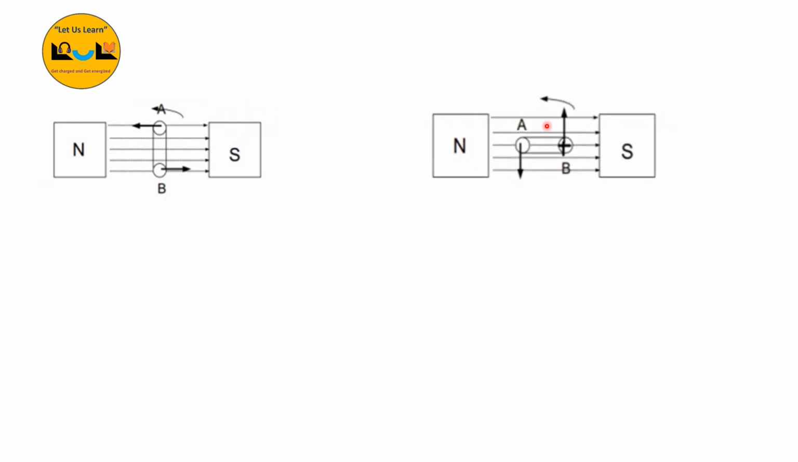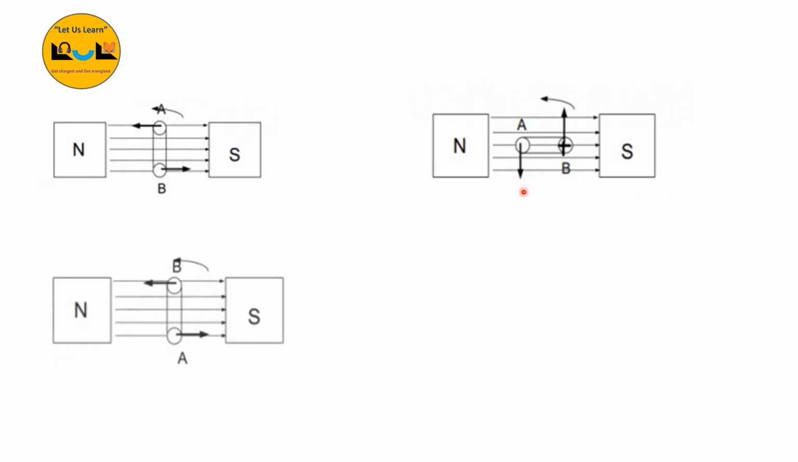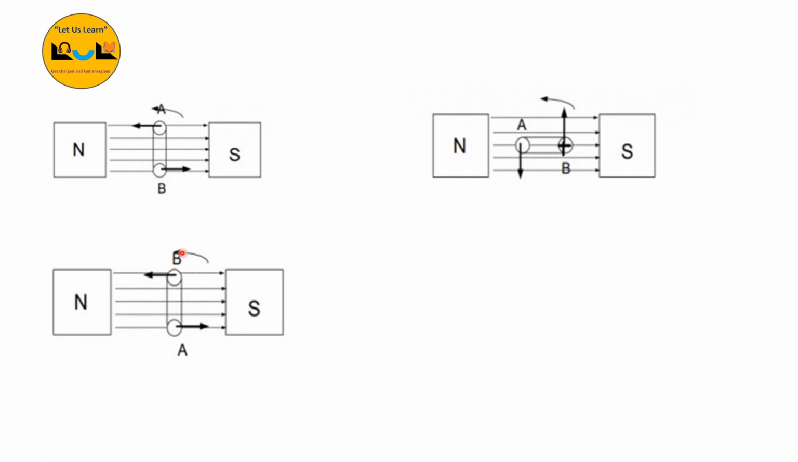Position 2: when we tilt the current carrying conductor to 90 degree, the velocity of the conductor and the magnetic lines are perpendicular to each other. So when theta is 90 degree, the EMF is maximum, that is positive maximum. Again I tilt the conductor to 180 degree. The position has totally changed: here A is on the top and B is at the bottom, but in this case B is on top and A is at the bottom. The magnetic line and velocity are parallel to each other, so the induced EMF is 0.